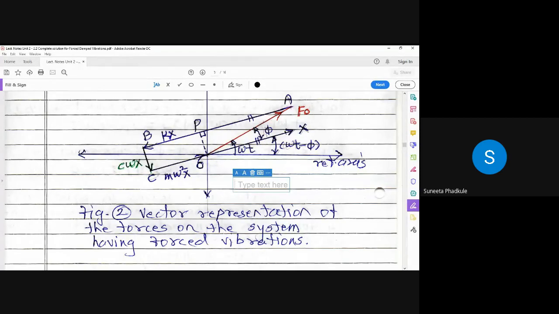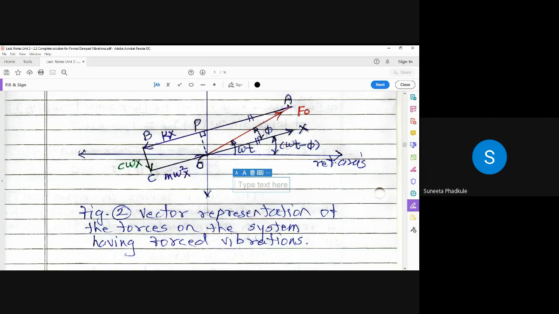Anything you can draw, X or force, but it is always better to first draw the external excitation force. What is the magnitude? Fo. What is the angle? Omega t. Because the external force is given by Fo sine omega t. Fo is the magnitude, it may be 5 Newton, 10 Newton, etc., into sine omega t. What is inside the sine is always the angle made with the reference axis. So omega t is the angle made by the force vector with the x-axis. See, I have shown here Fo sine omega t. I have drawn this vector first.